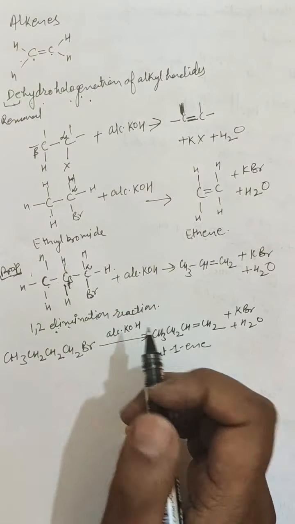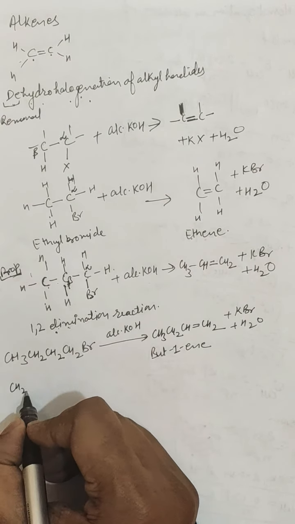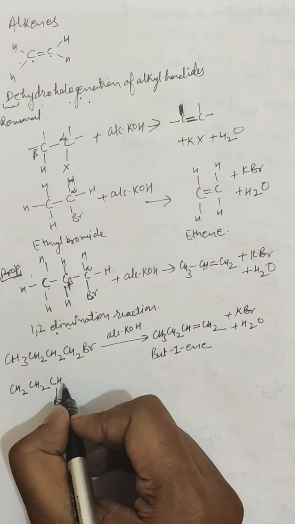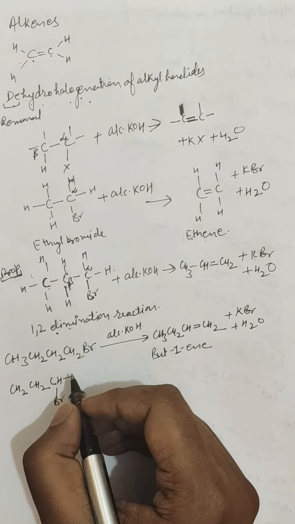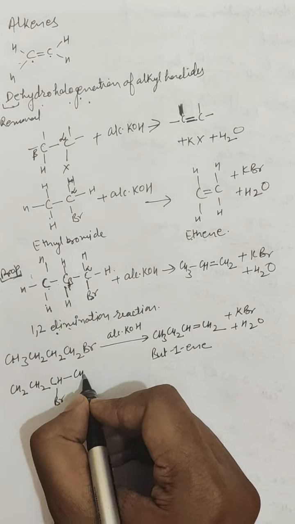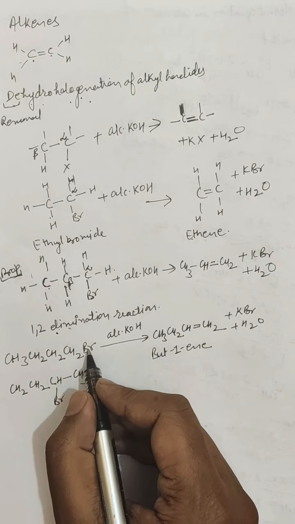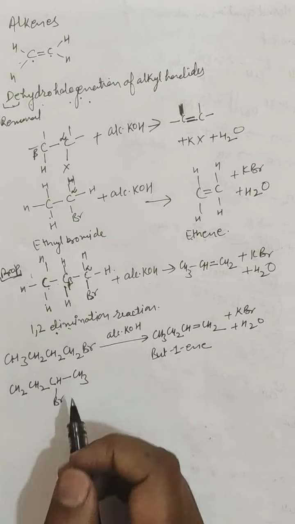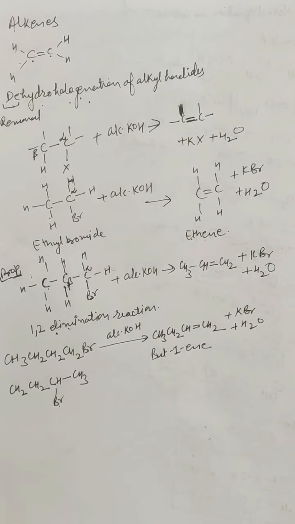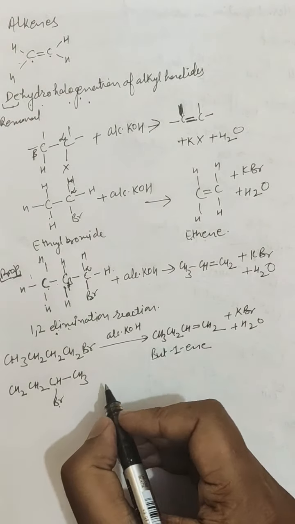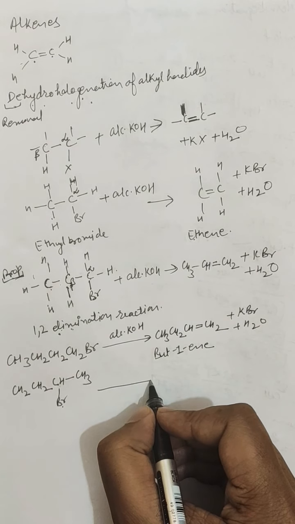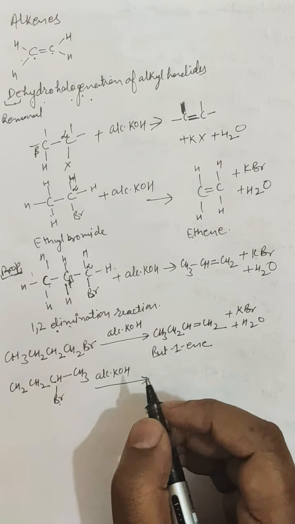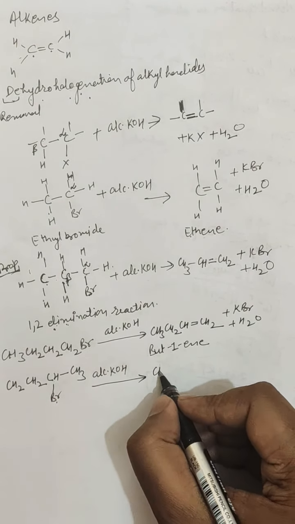But if we take 2-bromobutane, this is 1-bromobutane because the bromine is present on the first carbon, whereas this is 2-bromobutane because the bromine is present on the second carbon. So in case of 2-bromobutane, when we treat it with alcoholic KOH, there are two products.